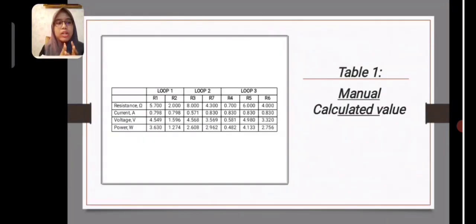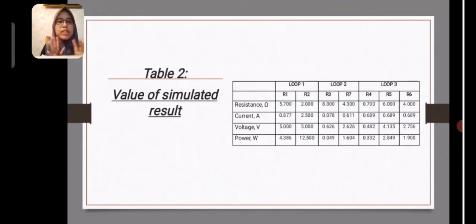For my part, I will present the comparison table of calculated and simulated results. This shows our result from this project. What you can see from this table is that we divided it into 3 loops: R1, R2 in loop 1, R3, R7 in loop 2, R4, R5, R6 in loop 3. We use the mesh current method to get all the values of current, voltage and power for all the resistors. So based on the mesh current method, the value of current in loop 1, loop 2 and loop 3 is obtained.